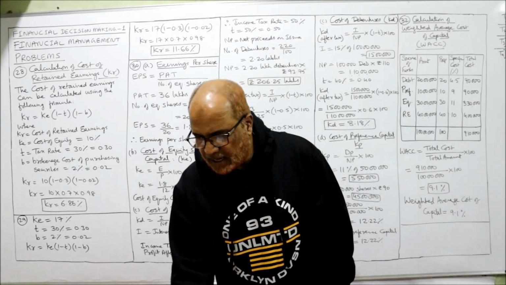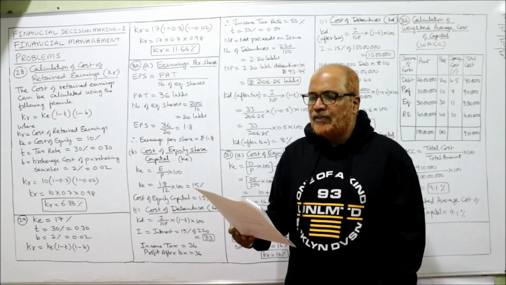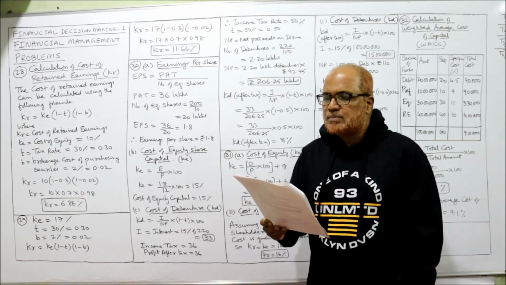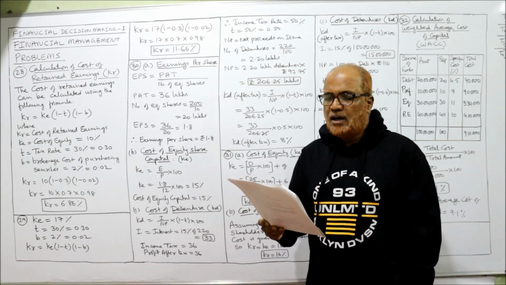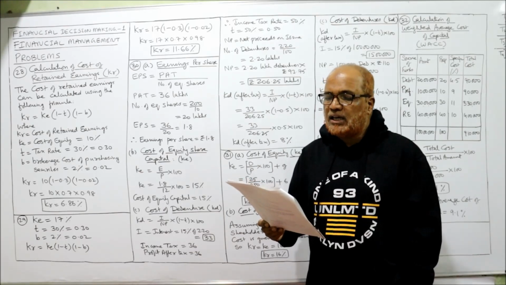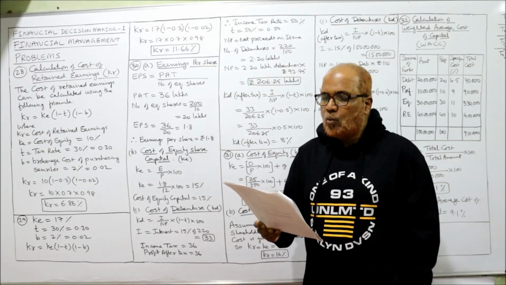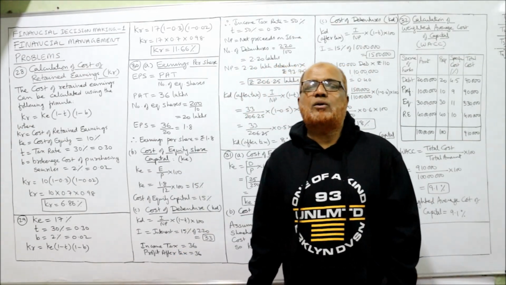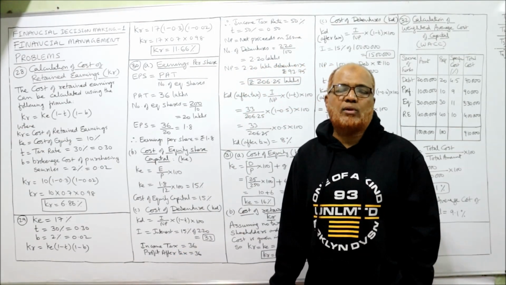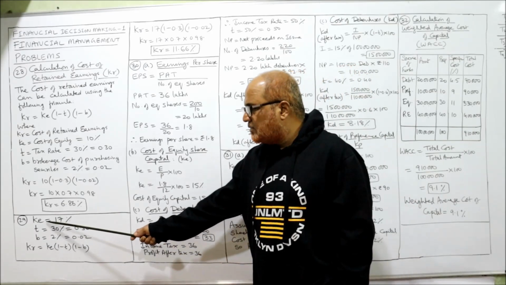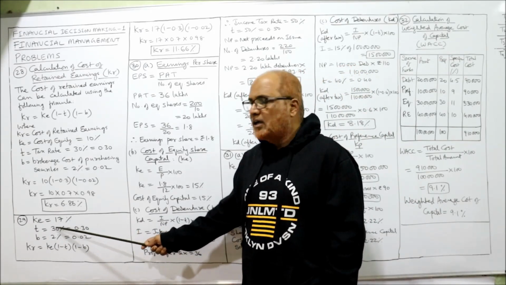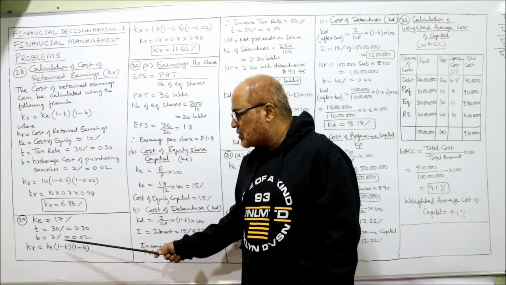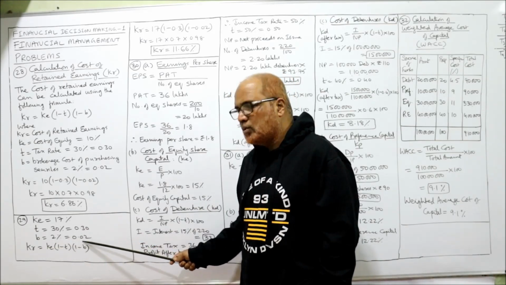Next, 29th problem. The cost of equity KE is 17%. All the shareholders pay tax at 30% and 2% brokerage for reinvesting their dividend. What is the cost of retained earning to the company? Exactly similar to the previous problem. KR we have to calculate. KE is given 17%, cost of equity. T, tax rate is given 30%. B, brokerage cost is given 2%, 0.02.